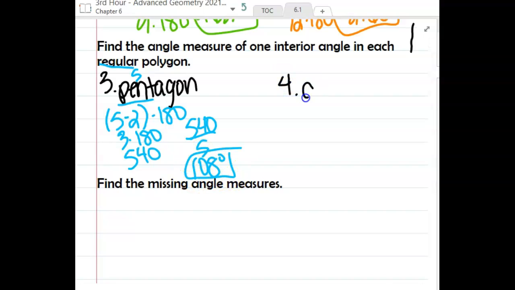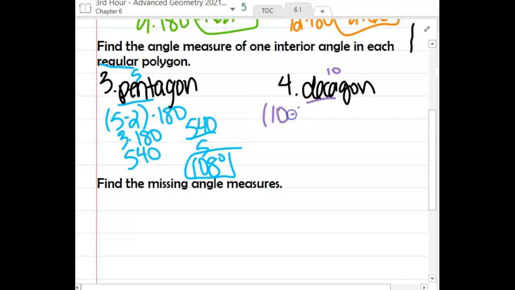Okay, and then what if I have a decagon? How many sides and angles does a decagon have? 10. Deca means 10. Decade of a rosary, right? Okay, so we would take 10 minus 2 times 180, which would be 8 times 180, which gives me 1,440.